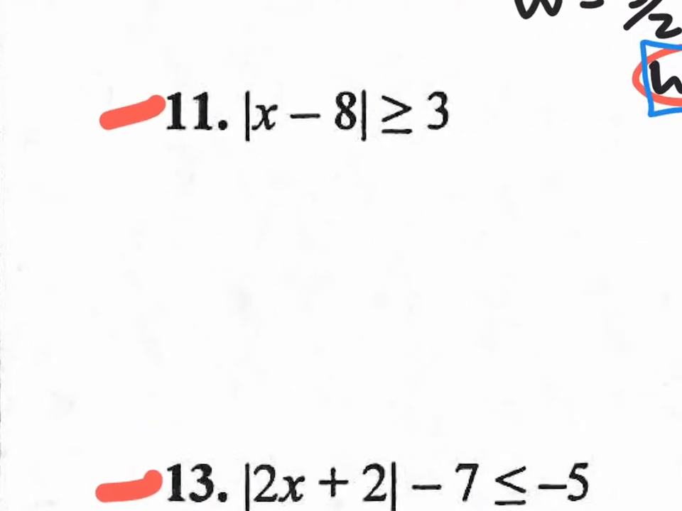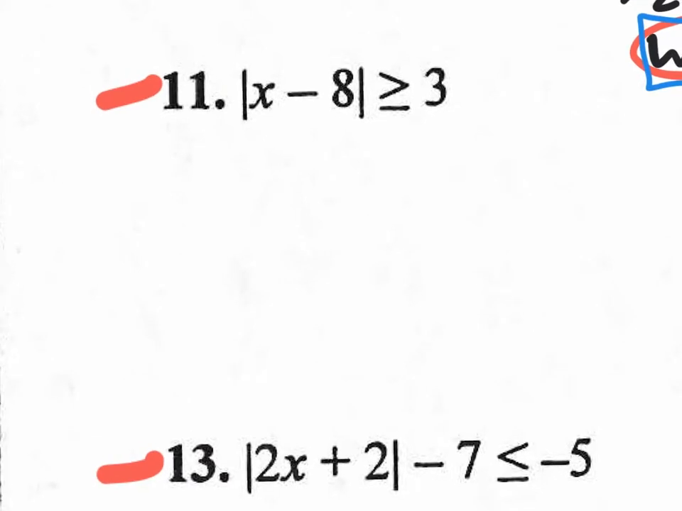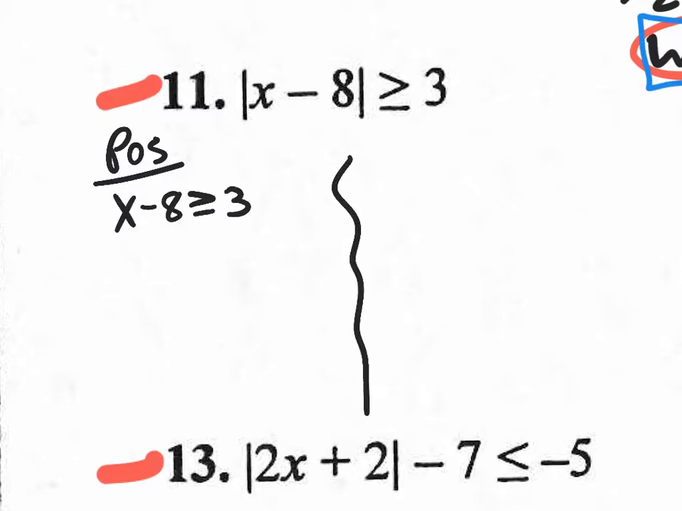Number 11. Let's do positive and negative situation. The positive situation is writing it exactly the way it is without the absolute values. There it is. The negative situation is the same exact thing, but we have to flip the inequality symbol and change that sign of a positive 3 to become a negative 3. And we're going to solve both of them.